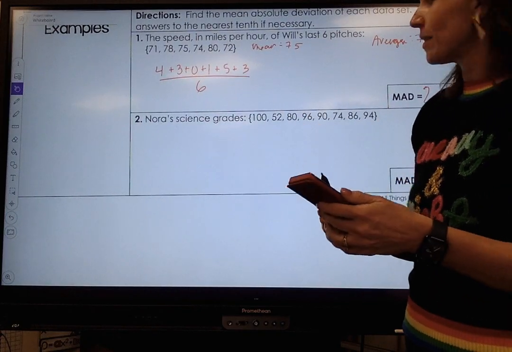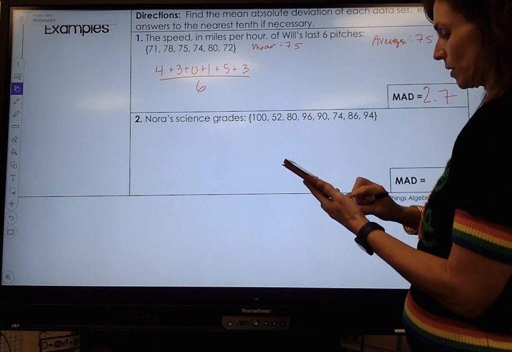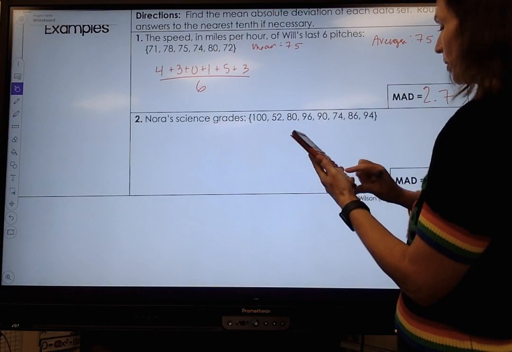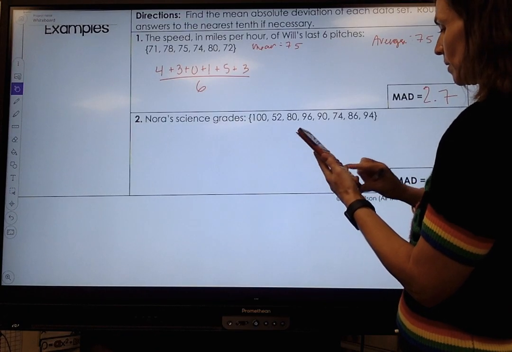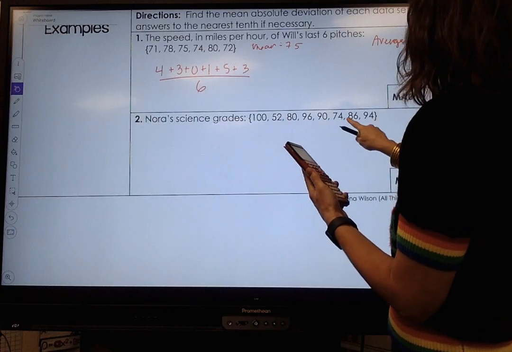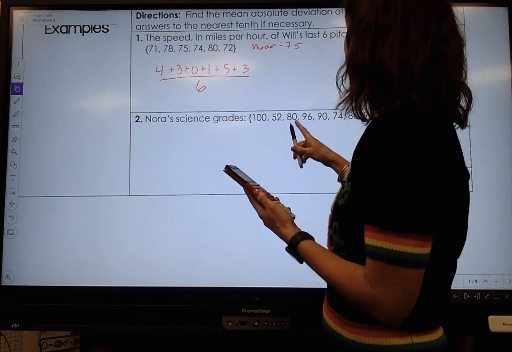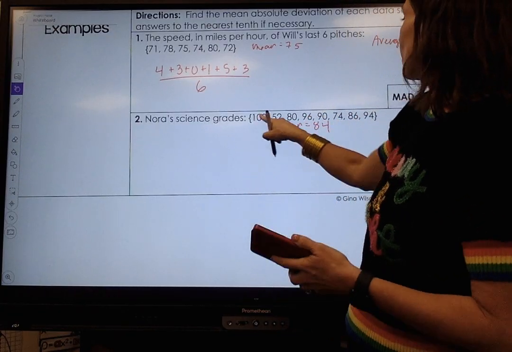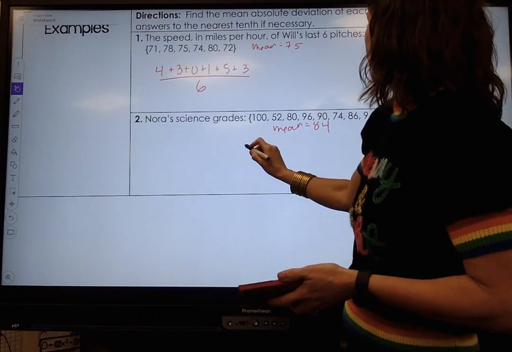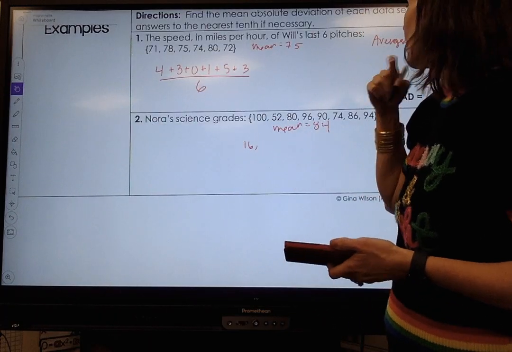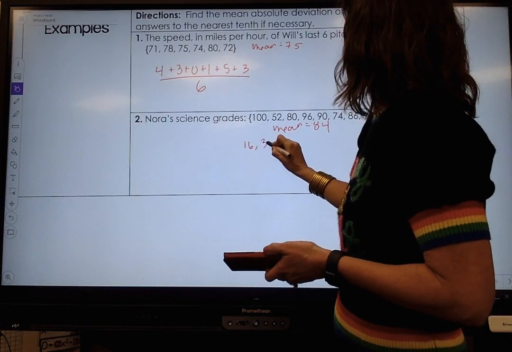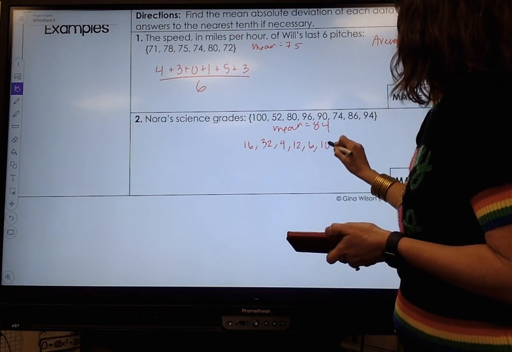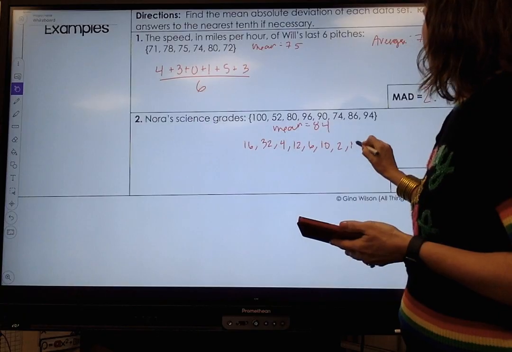So the first part is I'm going to average them up. 100 plus 52 plus 80 plus 96 plus 90 plus 74 plus 86 plus 94. And I'm dividing by 8. And I get an average, I get a mean of 84. So now we're going to take the distance. So 84 to 100 is 16. Ooh, look at this one. I get 32, 4, 12, 6, 10, 2, and 10.